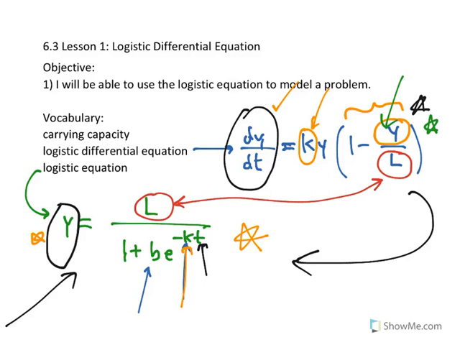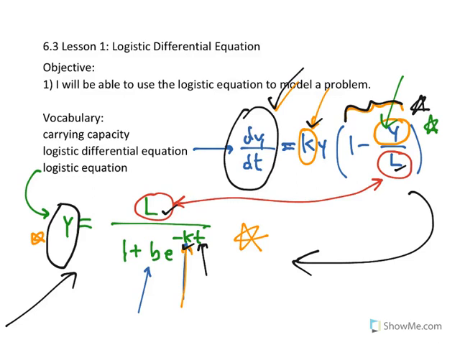But if for some reason the population should be greater than the carrying capacity, then Y over L will be greater than 1, and this factor 1 minus Y over L will be negative, and dy dt will be negative, which means the population will be decreasing. So whenever you have the population greater than the carrying capacity, the population will be decreasing. Whenever you have population less than the carrying capacity, the population will be increasing. Other things to note are, again, K is the same in both equations, and L is the same in both equations.